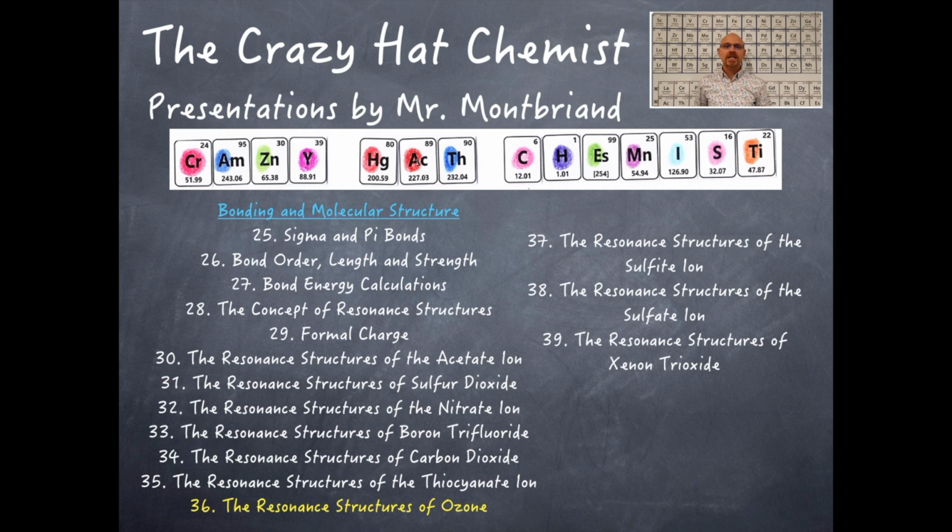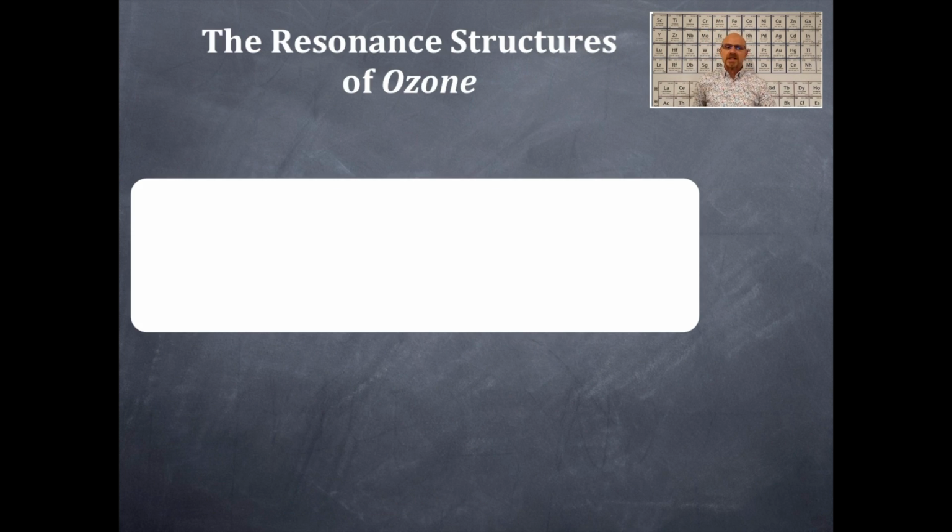So, another video in bonding and molecular structure. The resonance structures of ozone. First, you have to get the formula for ozone, and that is O3. Hopefully you got that. Now I want you to do a Lewis dot structure for ozone.